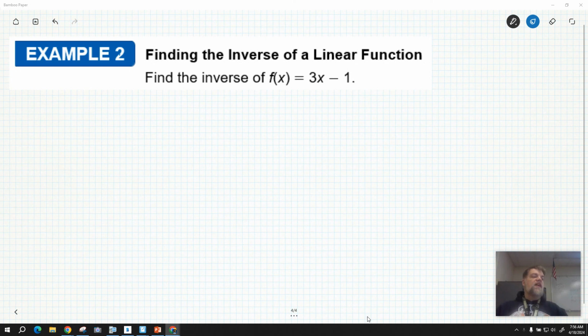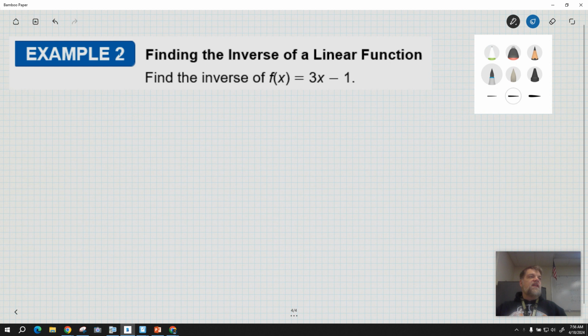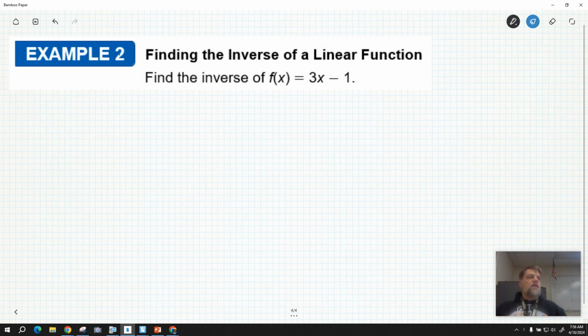All right, so we're going to find the inverse for this function. Okay, so let's write out the steps again. So the steps are: 1, we're going to replace f of x with y. Step 2, we're going to solve for x equals some stuff.